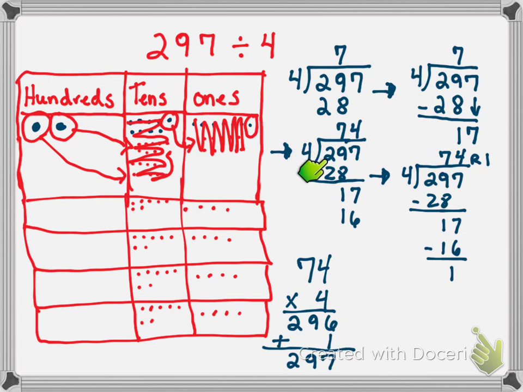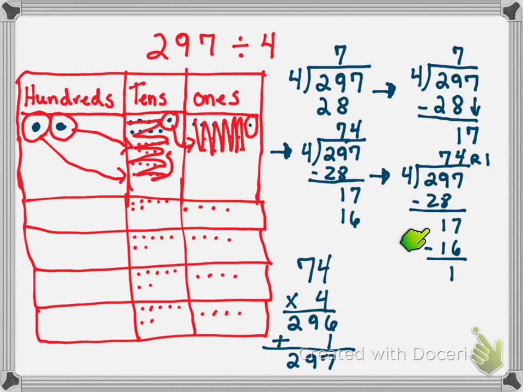And if you look back over here, we were able to split up 4 in each group. We got 16. So 4 goes into 17 only 4 times. 4 times 4 is 16. And when we subtract, we get a remainder of 1. So 297 divided by 4 is 74, remainder 1.